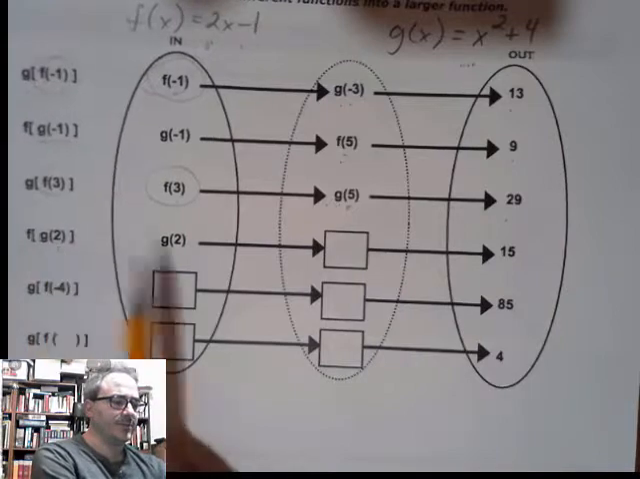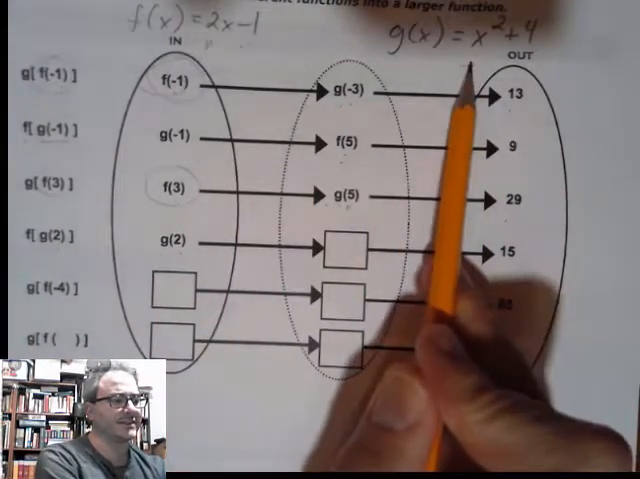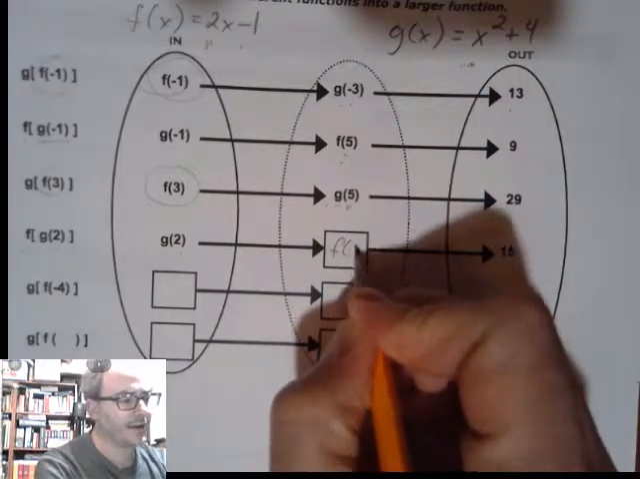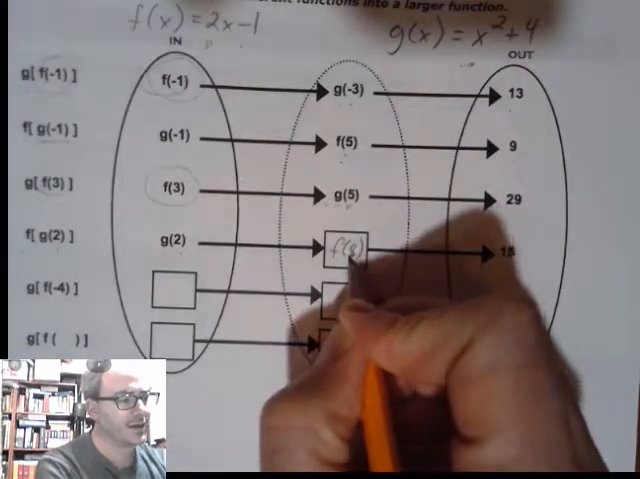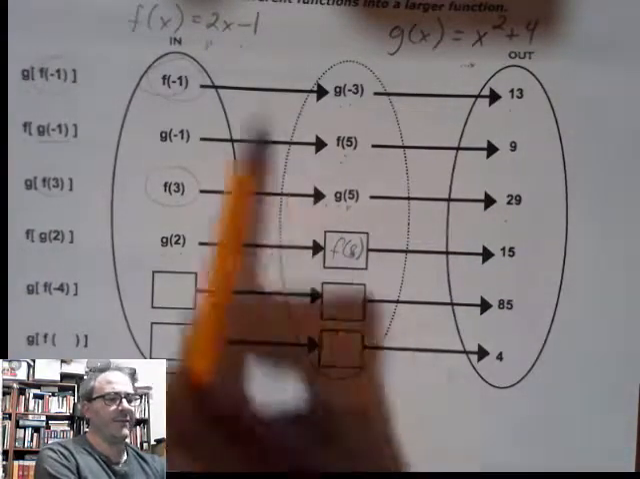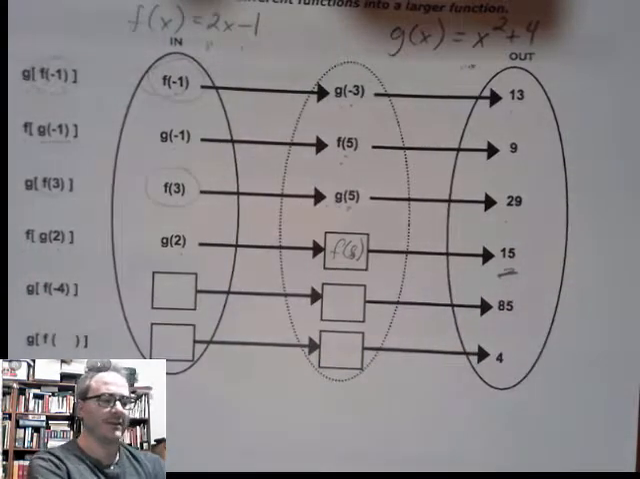The f of g of 2. The g of 2. I'm going to plug 2 into the g of x. 2 times 2 is 4. 4 plus 4 is 8. So I need the f of 8, because it's now going to get composed into the f of x. The f of 8. 8 times 2 is 16. 16 minus 1 is 15. Look at that. We got it right.